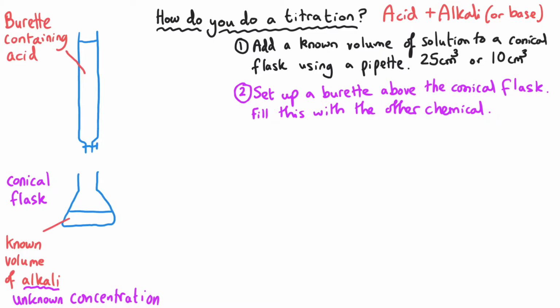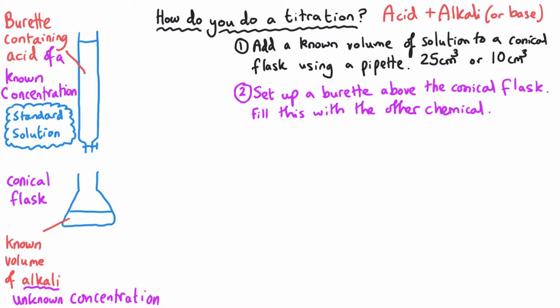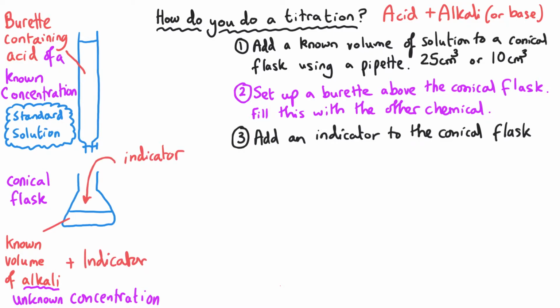The solution that you already know the concentration of, the one that I'm saying is in my burette, is called the standard solution. And it's called that because you're going to be using it to find out about the other solution. The reaction between the acid and the alkali, or base, as sometimes alkalis are referred to as, is called neutralisation, of course. And what's happening is the acid and the base are cancelling each other out to make a neutral solution. But usually we won't know that this has happened without adding some kind of indicator to the mixture. And this will change colour once the correct volume of acid has been added to the burette.